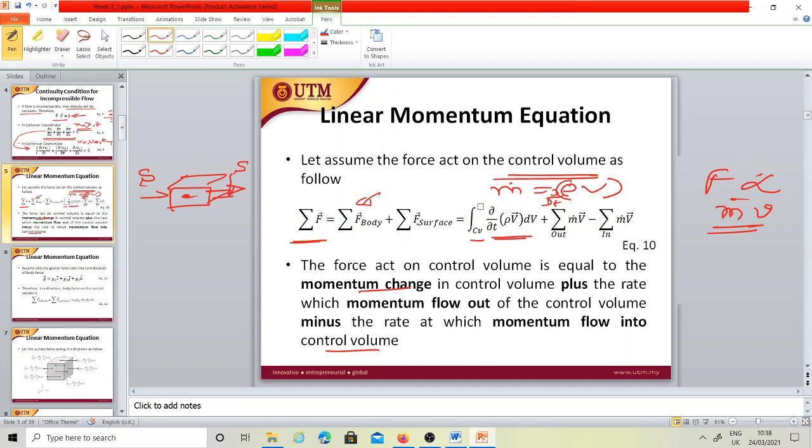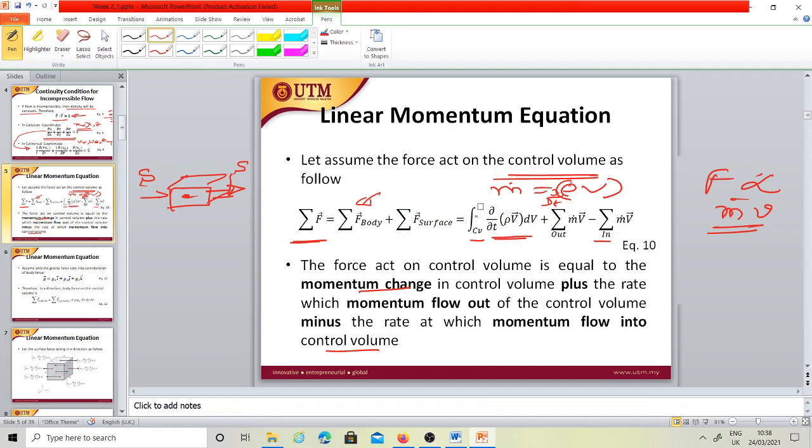On the other hand, we have out minus in. The mass flow rate out, m dot, multiplied by v, minus m dot in multiplied by v. If both are the same, they will cancel out, but if we have different values, we have the net mass flow. In short, the total force acting on the fluid volume will be the body force plus the surface force, and for the surface force we have out minus in.